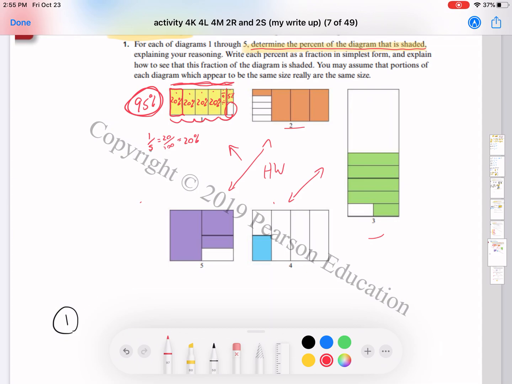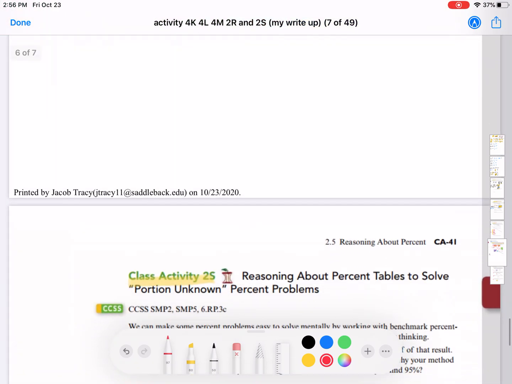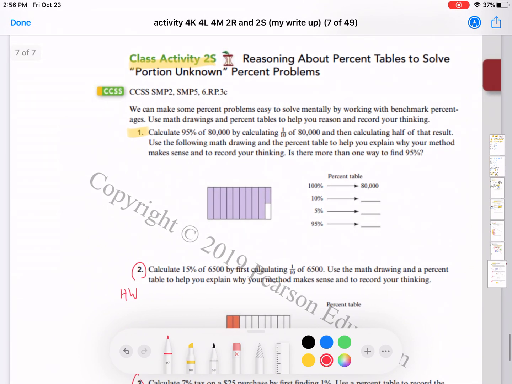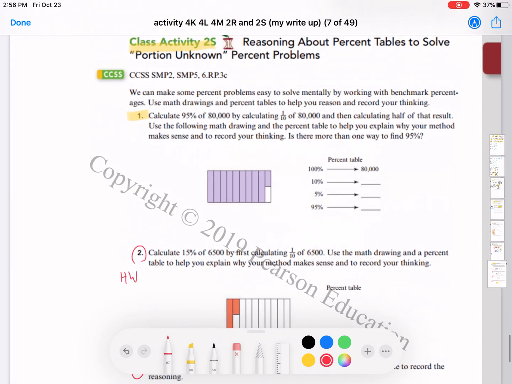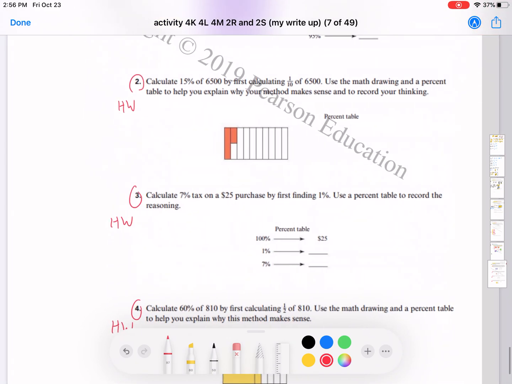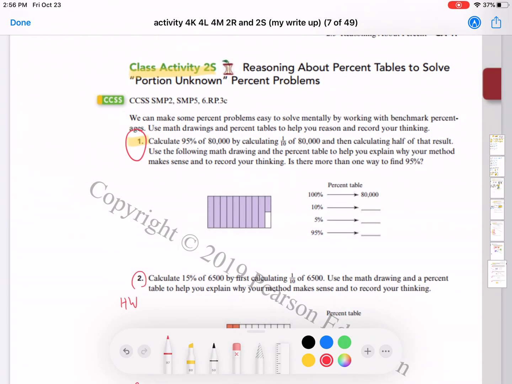Now, next activity does the same thing, where it sort of merges the table method and the picture method to help us come up with these sort of things. So again, this first one we'll do together. These last few are going to be homework problems. And this says, what is 95% of 80,000? We could do 0.95 times 80,000, but that is not the point of this problem.